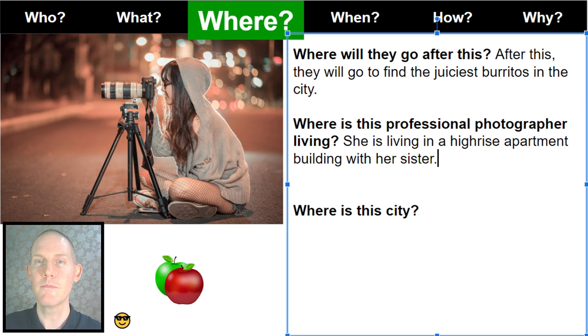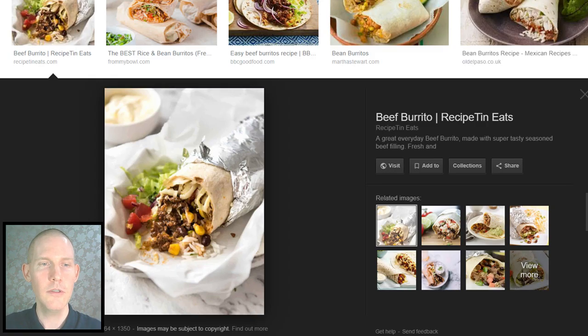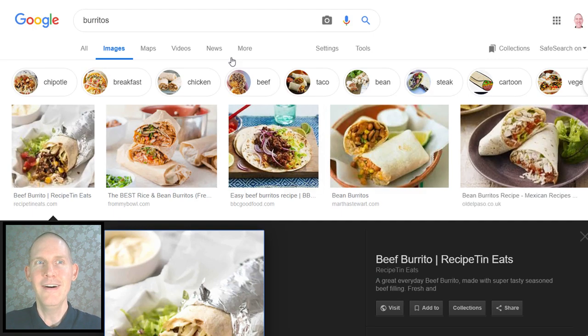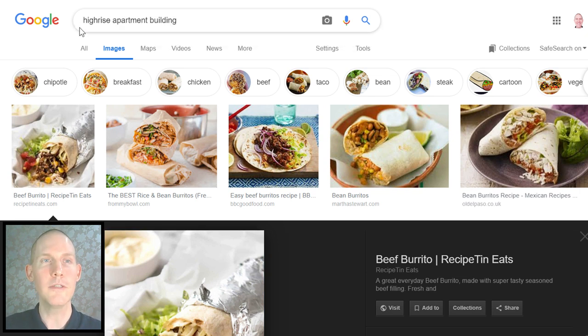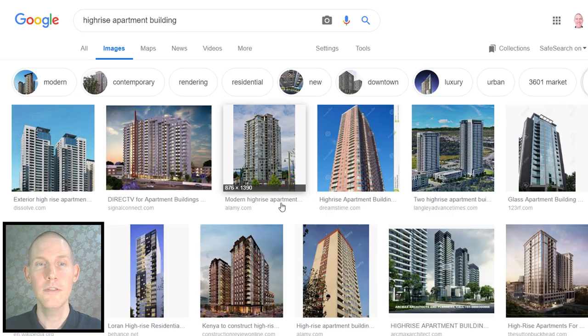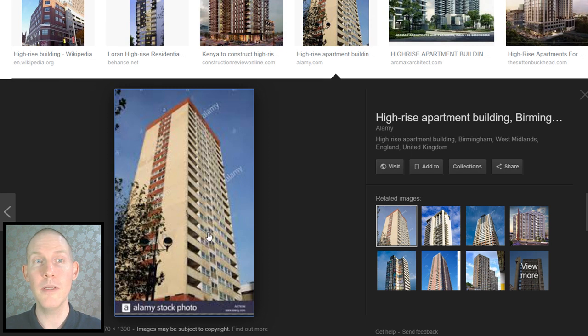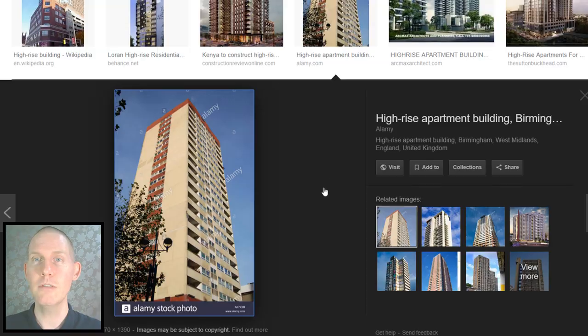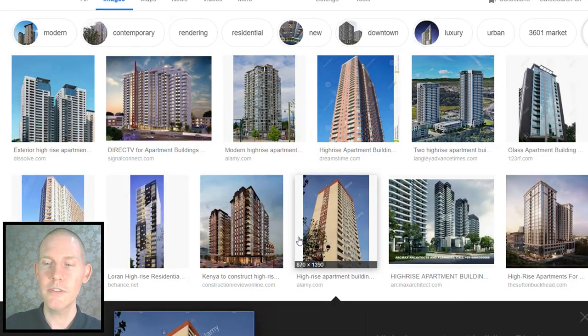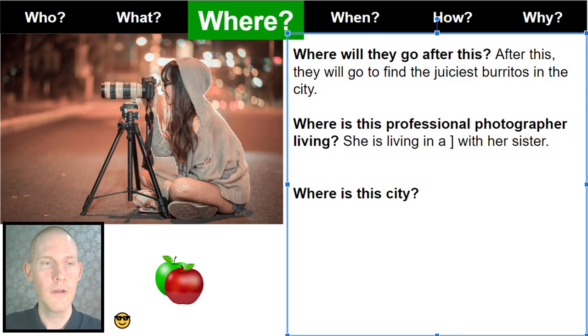How about that? And let's take a look. What is a high-rise apartment building? To make sure we understand, back to Google. Oh, the burritos! I have to leave you. All right, high-rise apartment building. So it's just, you know, really high up. Maybe there's like 20, 30, maybe even 40 floors or more. And it's just full of apartments, right? Okay, so this is a high-rise apartment building.